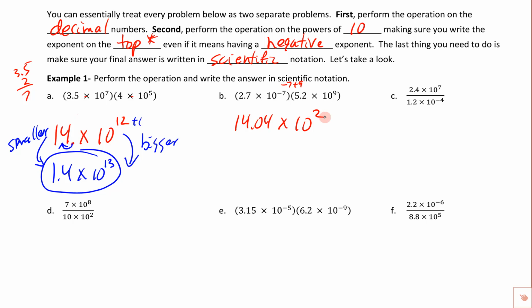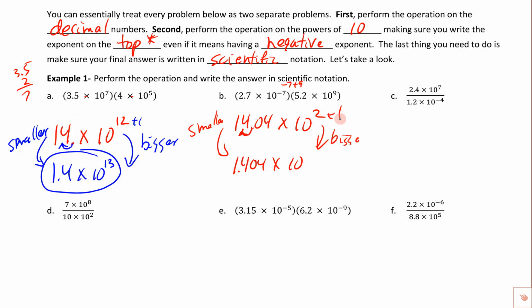Now we're almost done with this, except this is not in scientific notation. We're going to move this over one place. So if we move it over one place, we've got 1.404 times 10 to some power. Again, we made this one smaller, so we're going to make this one bigger.